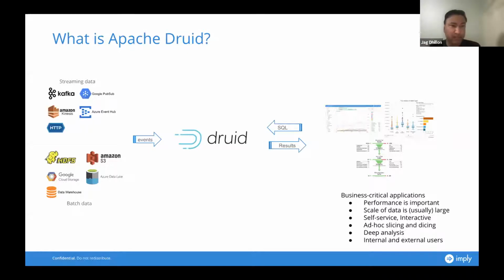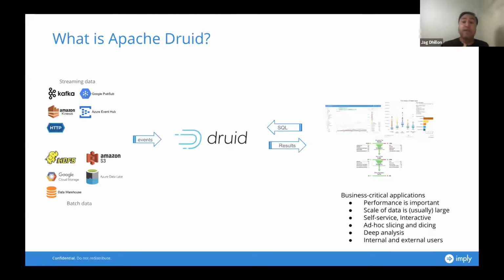Or it could be batch data, right? You might have historical data in one of the cloud storage systems or Hadoop storage system, or your data warehouse could be on-prem, on the cloud. We can index both streaming and batch into Druid. And then what you get out of it is you can run SQL commands, if you want to run SQL commands on your own, right?